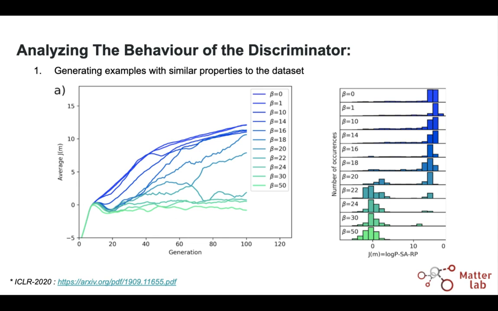Now, we observed that by tuning beta, we can essentially mimic the properties of our dataset. Have a look at beta equals 50. Here, the average J of M produced by the genetic algorithm is close to 0. This matches the properties of the reference dataset. And if we set beta to really small values, where we are incorporating less of the discriminator predictions, we are essentially only giving the genetic algorithm the objective of maximizing the penalized log p score. On the right is just another way of representing the same information.